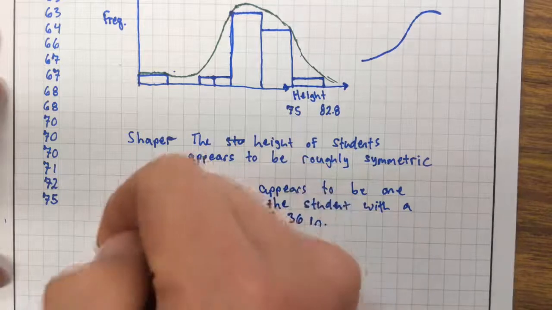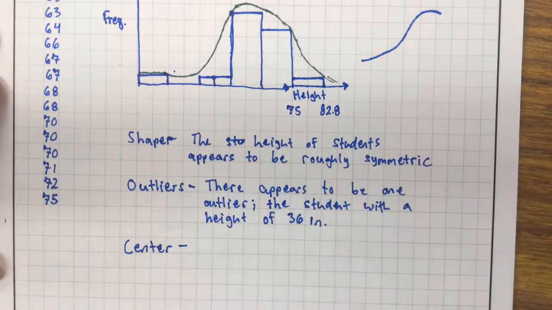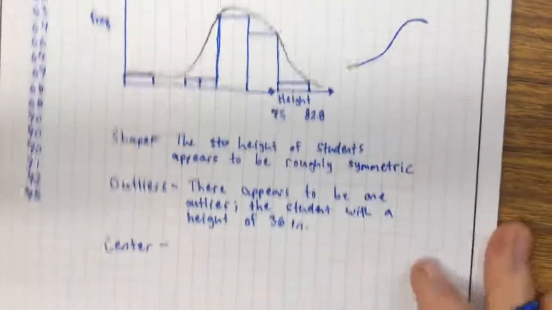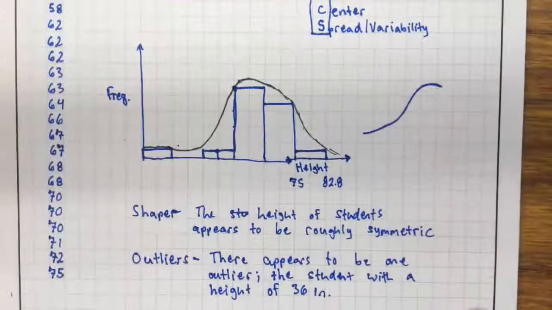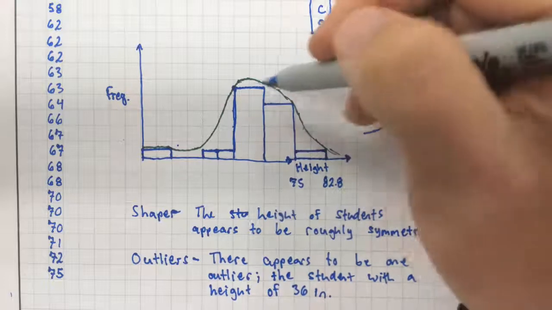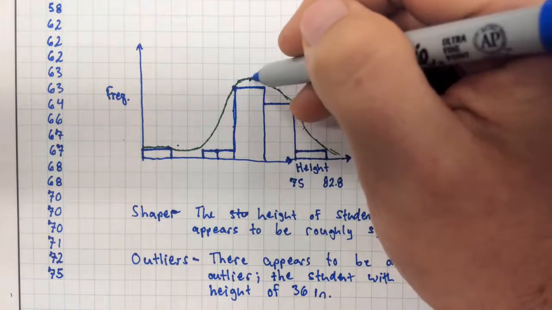We need to find the center. Again, later in the week, we'll do a more formal definition of this. But anyhow, the center, what is like the typical value? We have a peak. It looks like the peak reaches its summit somewhere right around here.